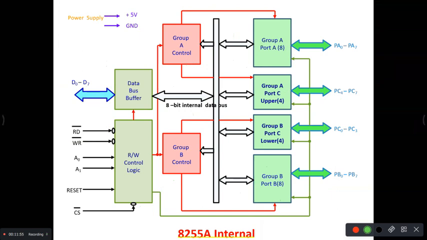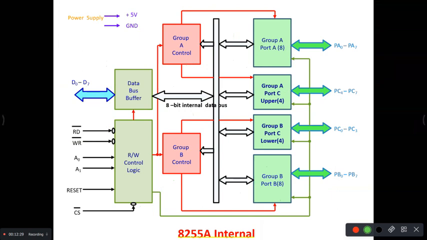Port A, there are two groups of ports. Say port A, port B, port C are divided into two groups. Okay. You have group A ports and group B ports. Okay. See, port A is full 8-bit. If at all you want to send 8-bit data, complete 8-bit data, you can send it through port A. Okay. Or port B. Okay. Port A or port B, if you want to send a complete 8-bit data at a time.